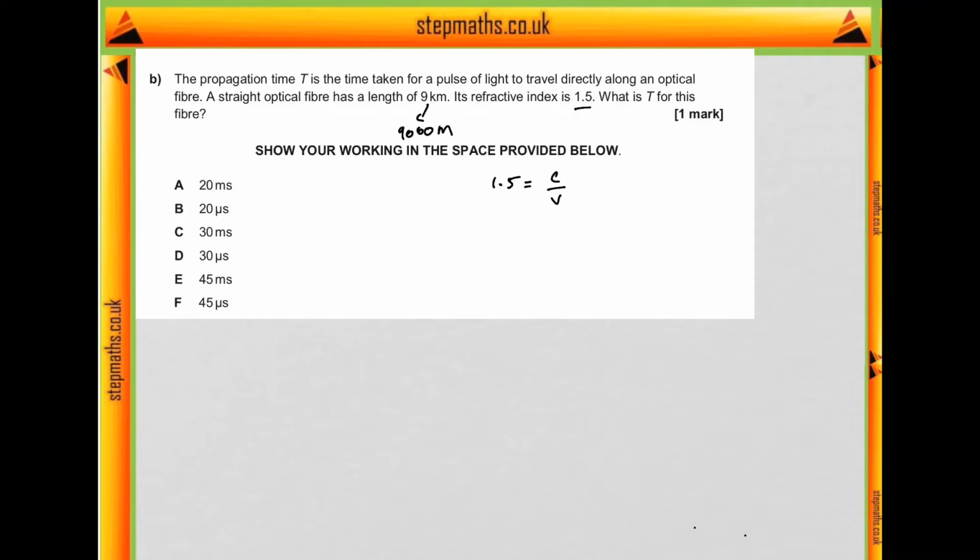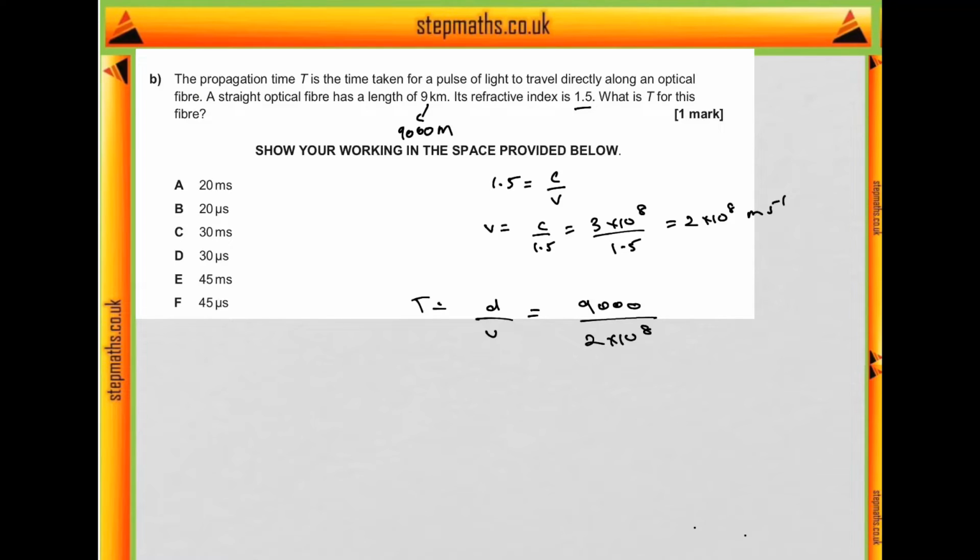Let's go ahead and do that. To do that, we need to find the velocity of light in the fiber, which is going to be c over 1.5, which is 3 times 10 to the 8 from the previous part over 1.5, which is 2 times 10 to the 8 meters per second. So what's the propagation time? The time is going to be the distance divided by the speed. So it's going to be 9,000 divided by 2 times 10 to the 8. Let's cut this out. Divide by 3 here. This cuts, and this one gives 5. So we have 4.5 times 10 to the minus 5 seconds.